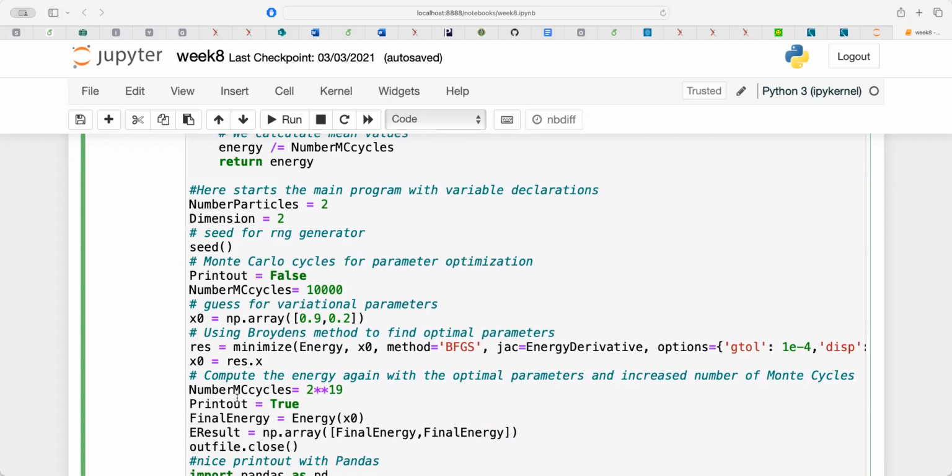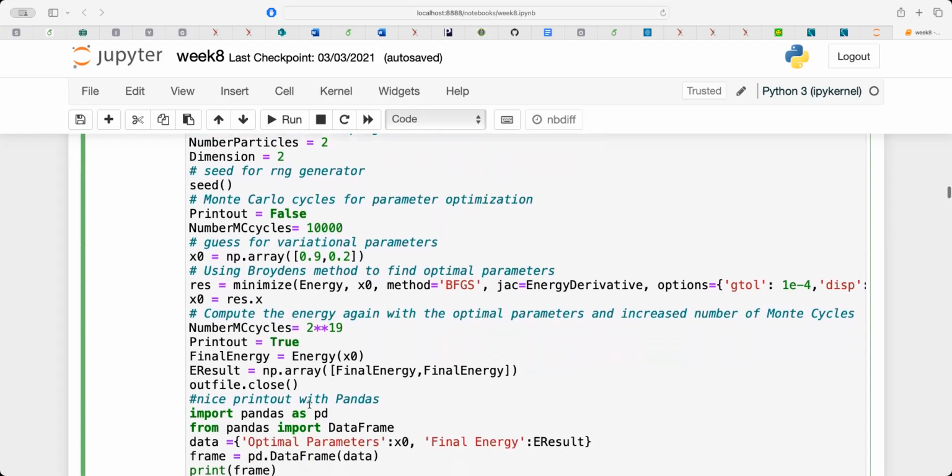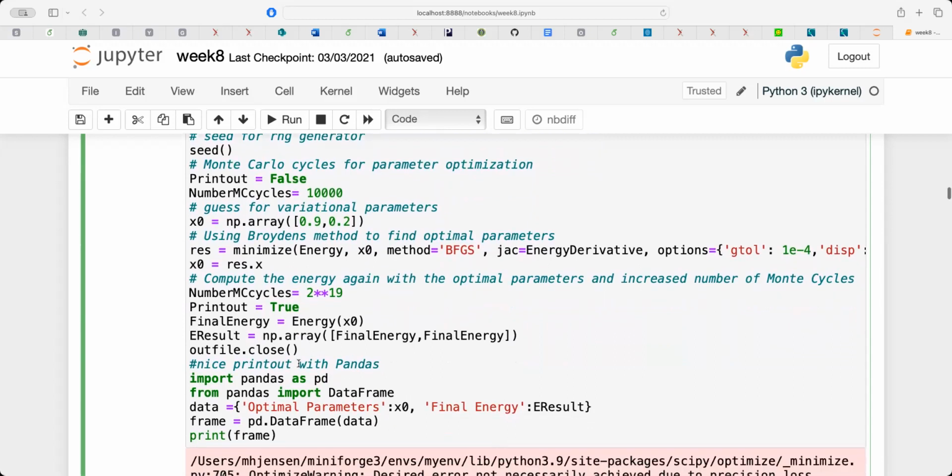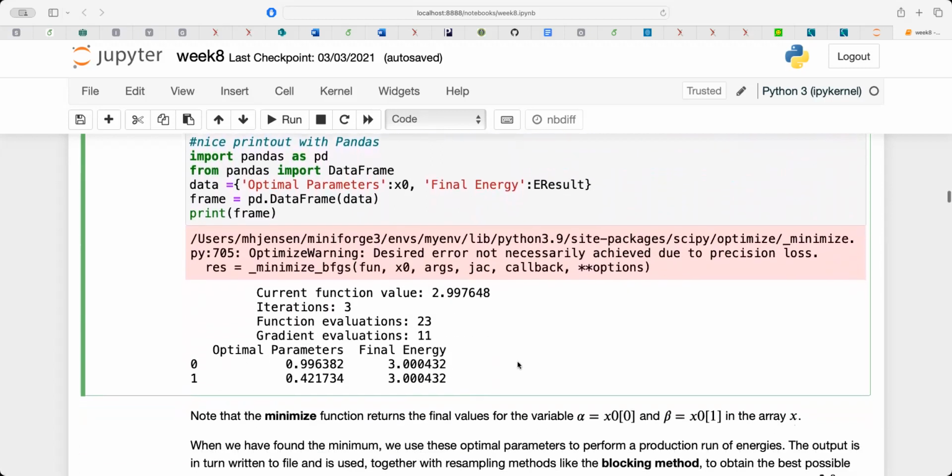Now, this blocking method, as you will see later, is most conveniently expressed with the number of observations as powers of 2, 2 to the power of n. And you will see here that the number of cycles is 2 to the power of 19. This has to do with the fact that we are splitting the data in blocks of 2 each time. I will come back to the setup of the blocking algorithm. So then we get a final energy, and we have this output file where we write things to. Here you will see the final result.